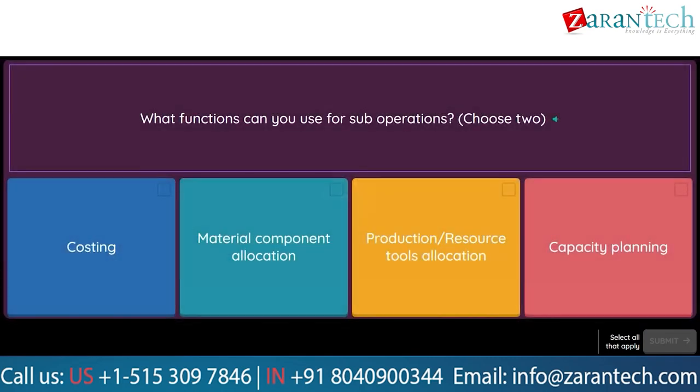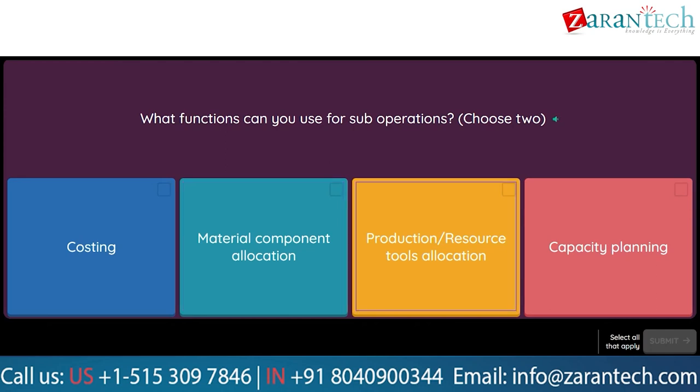Question: what functions can you use for sub-operations? Choose 2. Option 1: costing. Option 2: material component allocation. Option 3: production/resource tools allocation. Option 4: capacity planning.